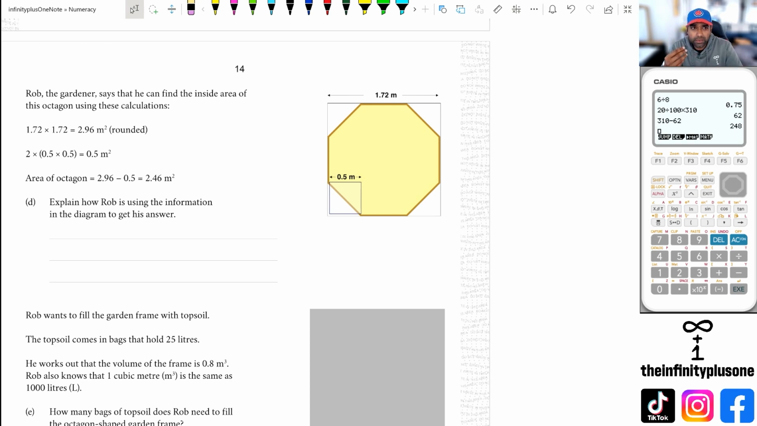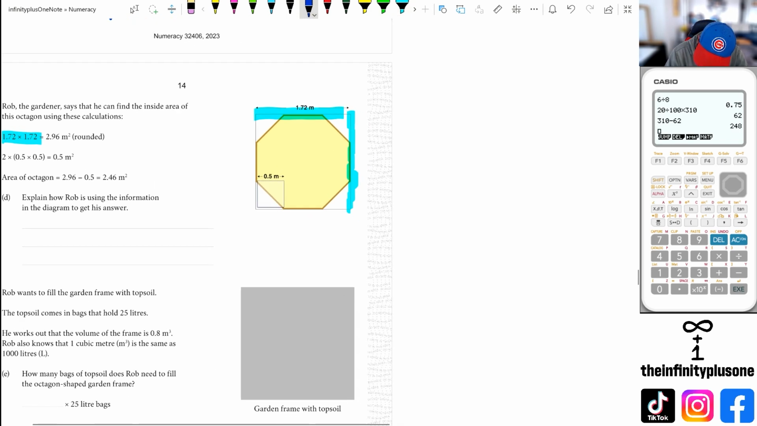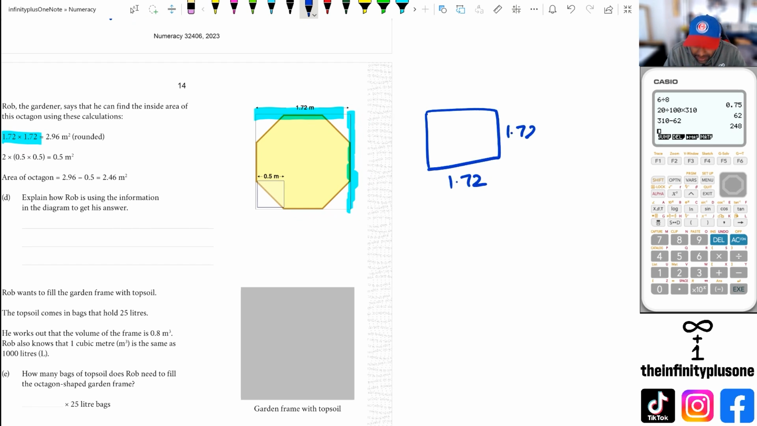Now, for this particular question, we're being asked to give the information of what Rob has actually done. Whether he's done it right or wrong, that's one story, but then we've got to try and figure it out. So if you look at the 1.72 times 1.72, this first step, he's actually working out the area of this square. Sorry, this is a terrible square, but hopefully you get the idea.